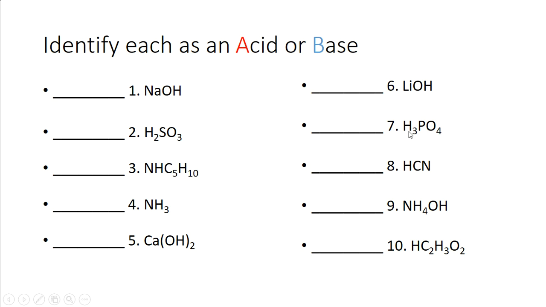H3PO4, phosphoric acid, has a leading hydrogen, so that's an acid. HCN, that's cyanic acid. Anyway, has a leading H, so that's acidic. NH4OH, that's the ammonium hydroxide, that's a base. And HC2H3O2, that's acetic acid, that's an acid.